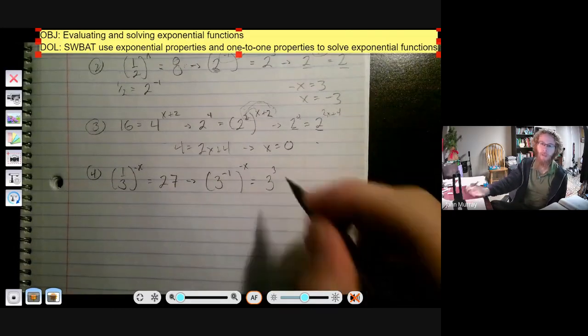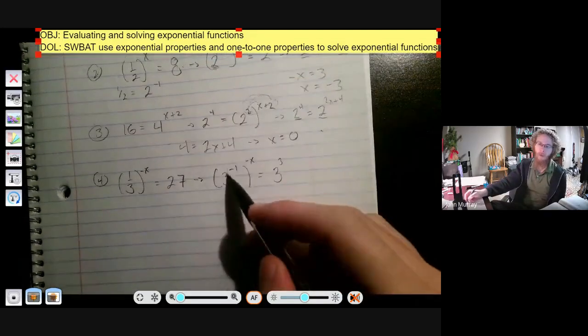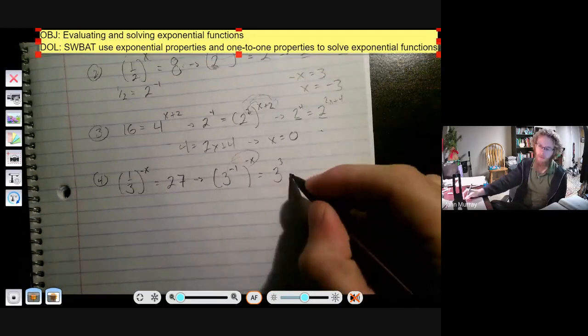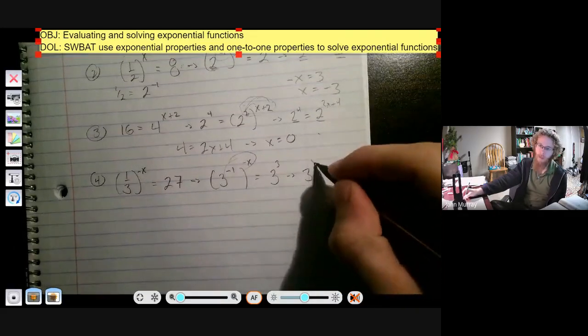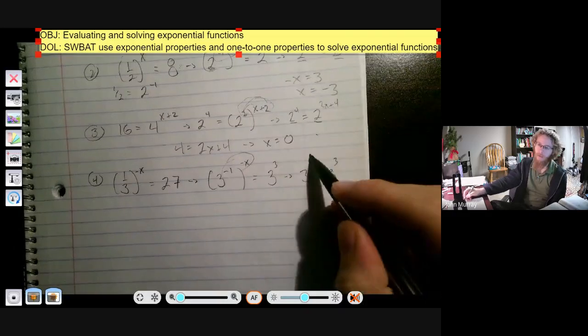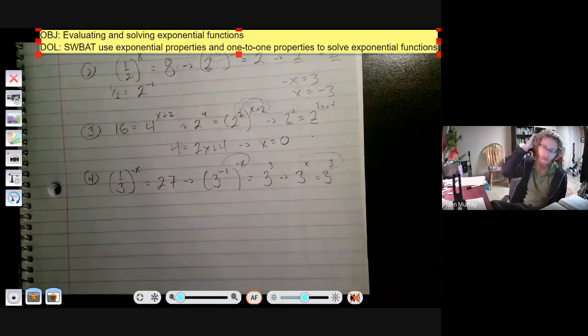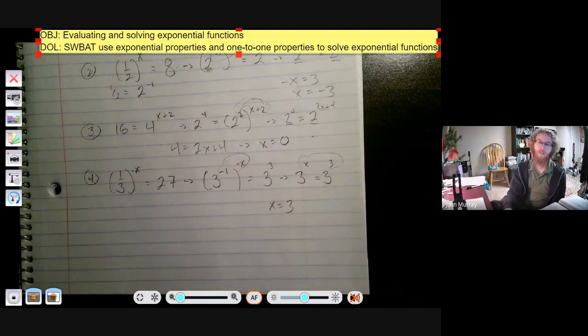27, well, that's going to be 3 to the 3rd power, because 3 squared is 9, times 3 again is 27. Here, 3 to the negative 1 to the negative x is just 3 to the x. So if you simplify sometimes, you don't really have to do much. Here we get x is equal to 3.